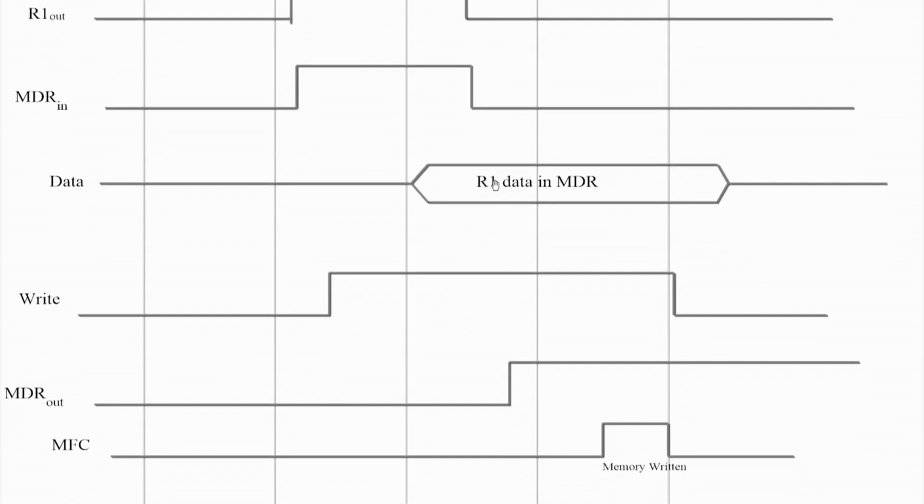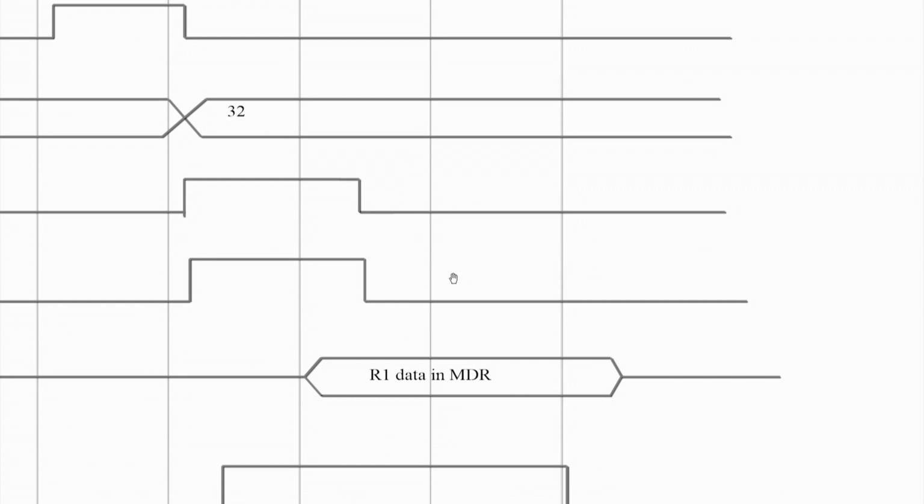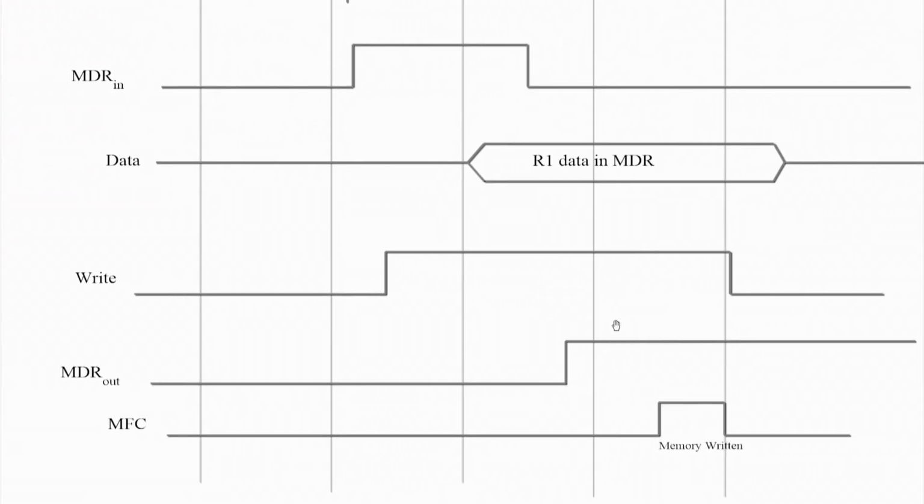Now at this clock edge, as I told you, the data of R1 has been moved to the memory data register, and the write signal has been enabled. So now I am making MDR out equal to 1, which means the memory data register is going to write to the memory. I am switching the memory data register from input mode to output mode. If you compare, this is the rising clock edge after the MDR out signal is set.